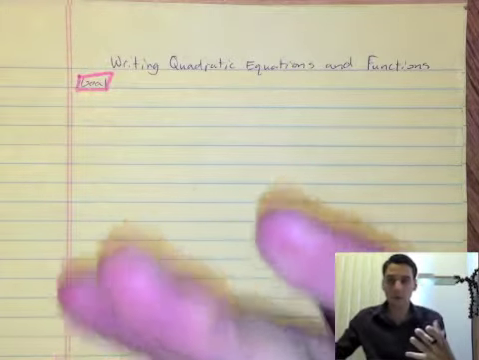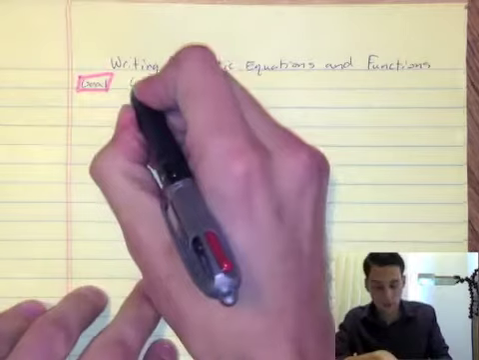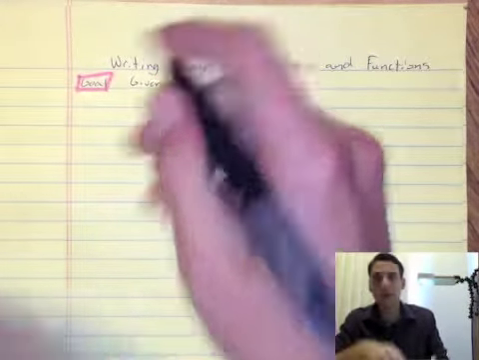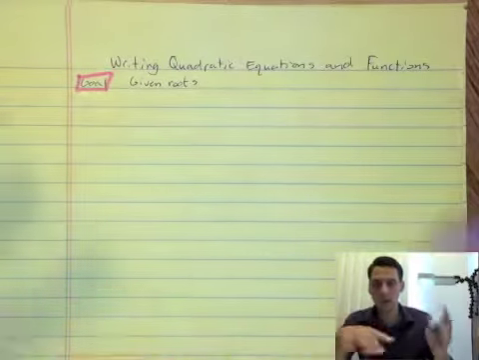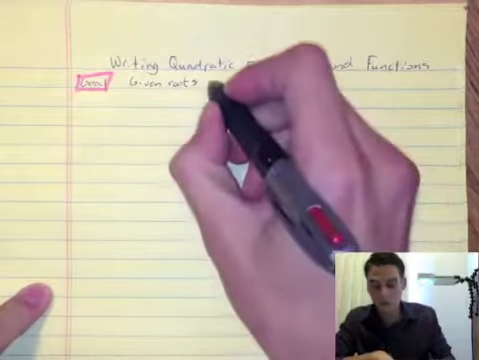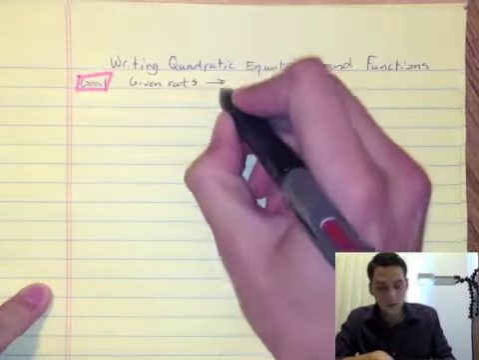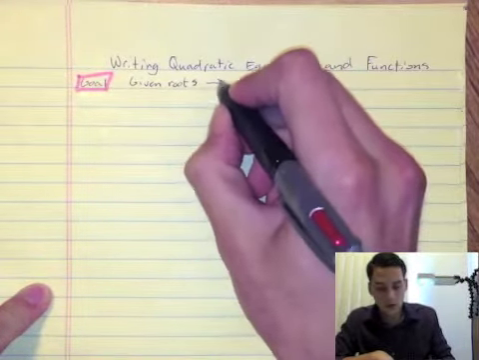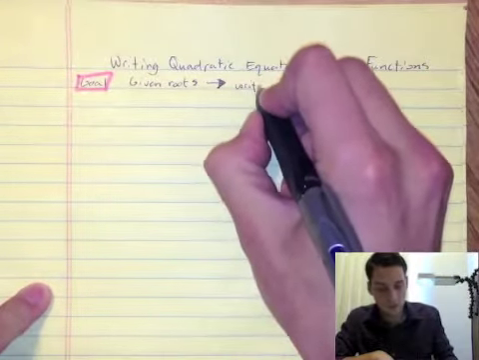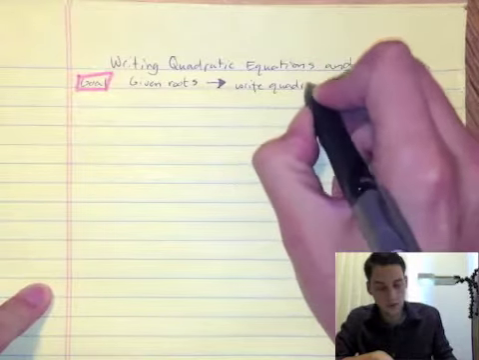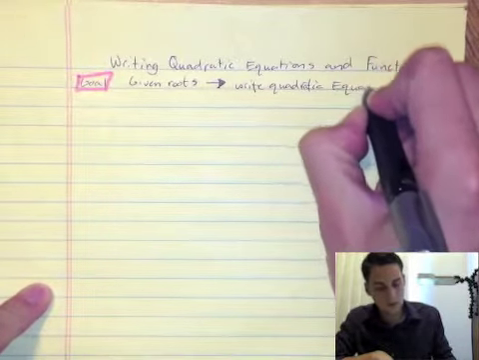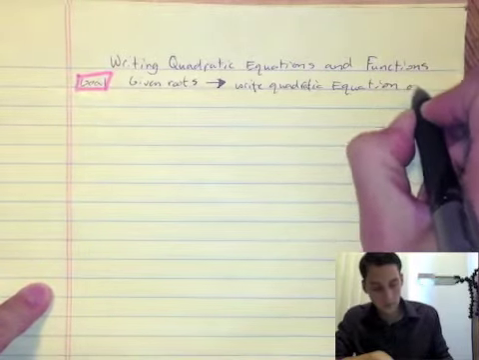For the problems that we're going to be doing, we're going to be given roots. Normally we would have to solve for these, but they want us to go backwards. We're going to be given roots, and we're going to try to write an equation that corresponds to the given roots. So, given roots, we are going to write quadratic equations or functions.